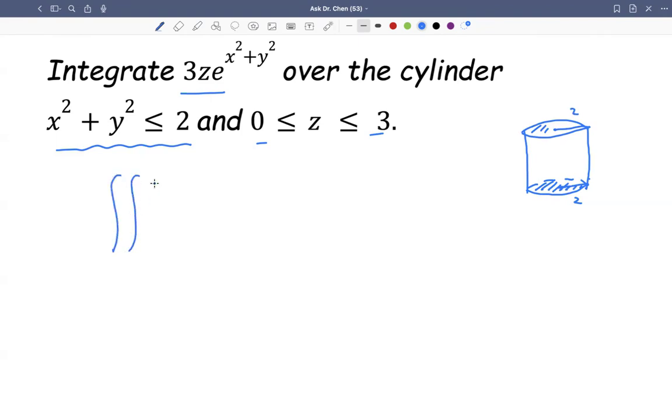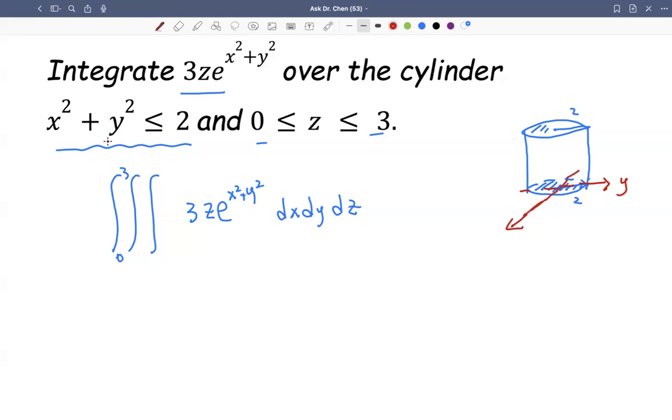We want to integrate 3 times z times e raised to x squared plus y squared. Maybe we do dx, dy, dz, because z is given an upper limit and lower limit. So z goes from 0 to 3. And we can fix the y direction. Let's think of this as the y direction, and this as the x direction.